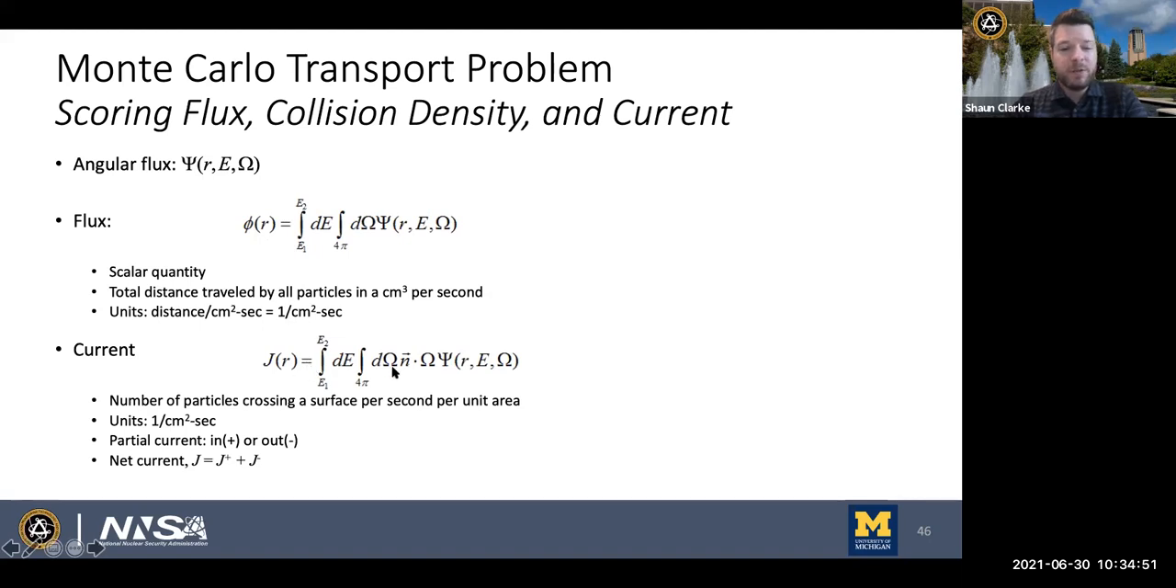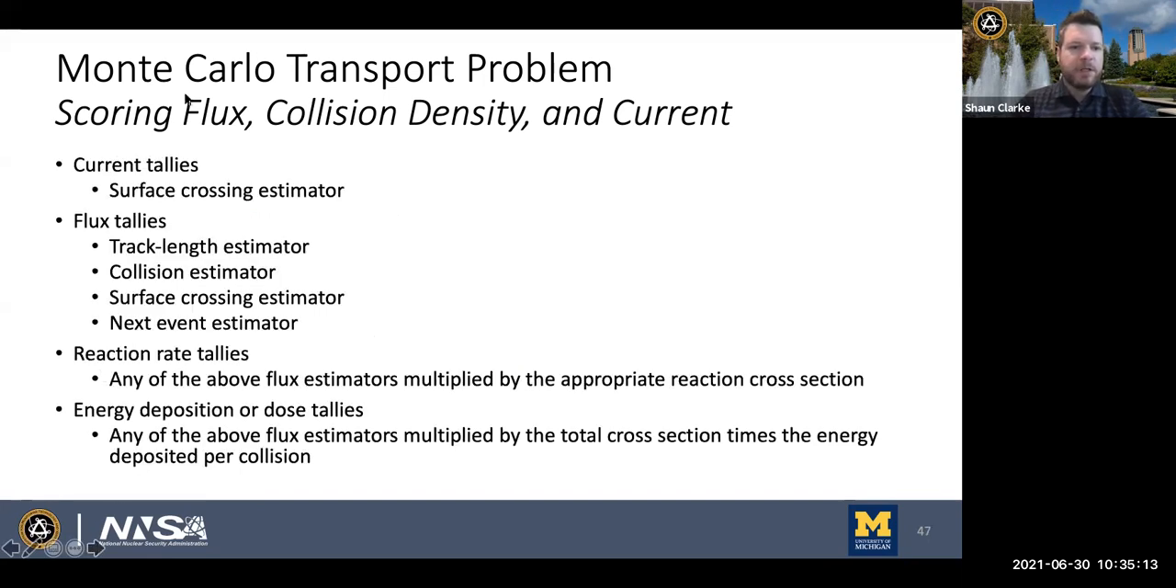Sometimes we're interested in current, which is similar to flux, but in this case, it's directional. So it's looking at how particles are traveling across certain surfaces. And in the Monte Carlo estimation, because it's track by track, we can do these integrations numerically as the particles are being transported through the geometry. So these are the things that are commonly estimated in Monte Carlo calculations. If you're running any sort of commercial Monte Carlo code, that code is going to have mechanisms built in to tally these various things.